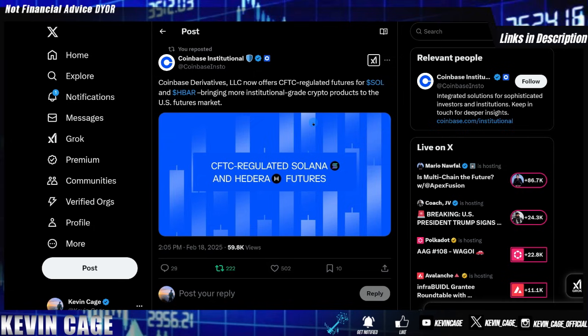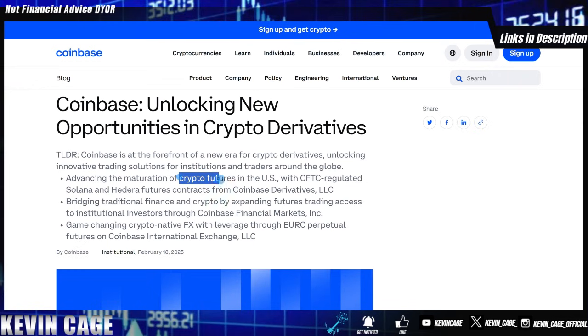Alright, next up, so I realize I just spoke for a few minutes and I said 1 minute, but you guys know me. So anyways, we have here shared by Coinbase Institutional, Coinbase Derivatives LLC now offers CFTC regulated futures for Solana and HBAR, bringing more institutional grade crypto products to the US futures market. So basically, we're getting more crypto futures in the United States that are regulated by the CFTC, and we can see at the forefront of a new era for crypto derivatives.